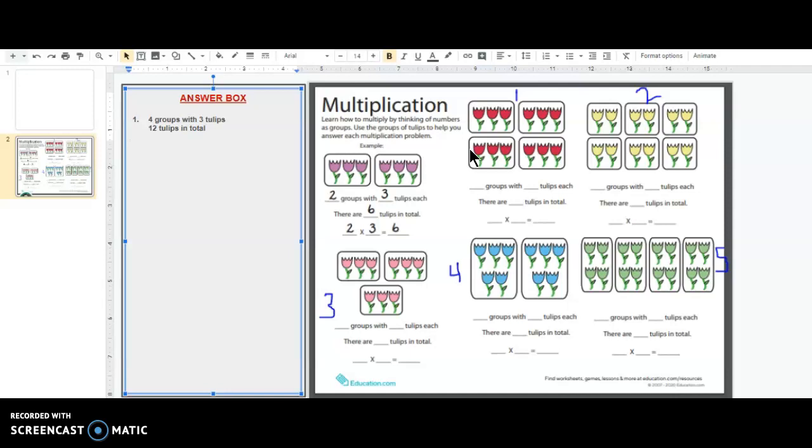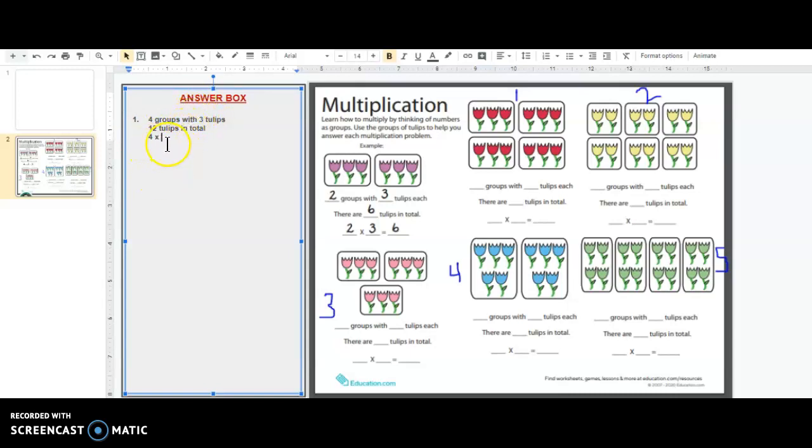So now it's asking us, well, how do we write this in a multiplication form? Let's figure it out. So we got 4 groups, which is going to be how many groups? We have 4. And you're going to use your letter X to write the multiplication sign, okay? You can put a space, or you can just write it all together. 4 times how many in each group? Well, we have 3 in each group.